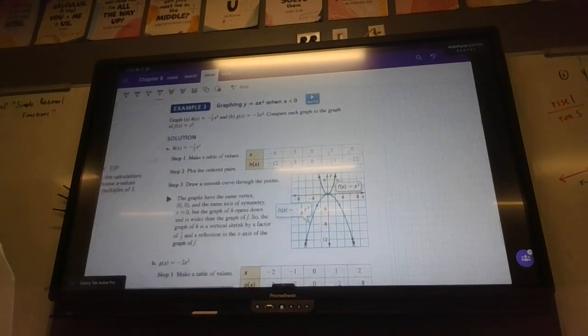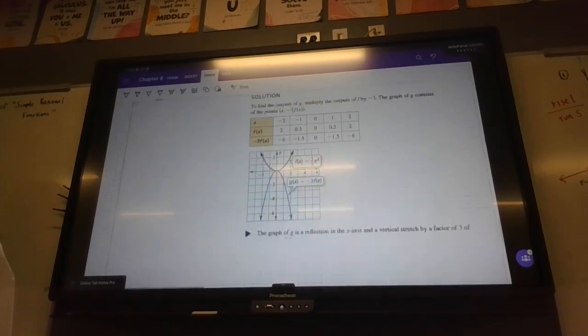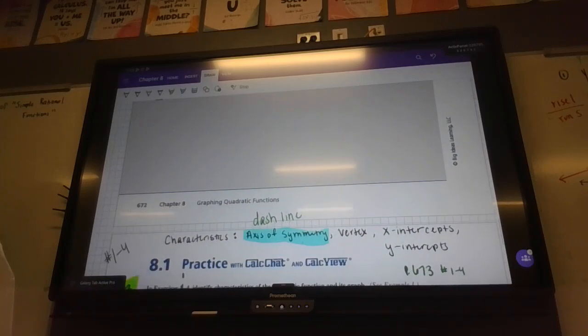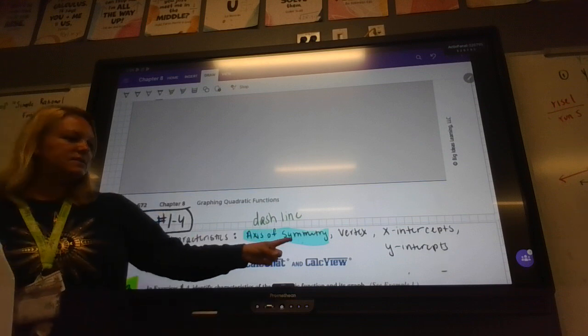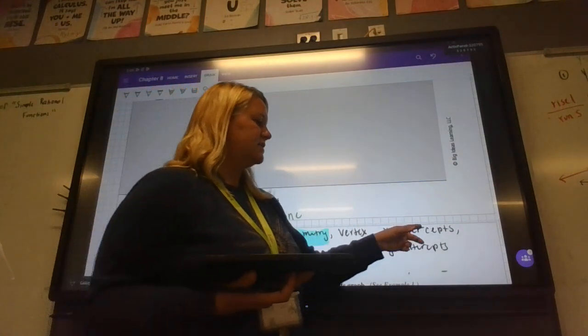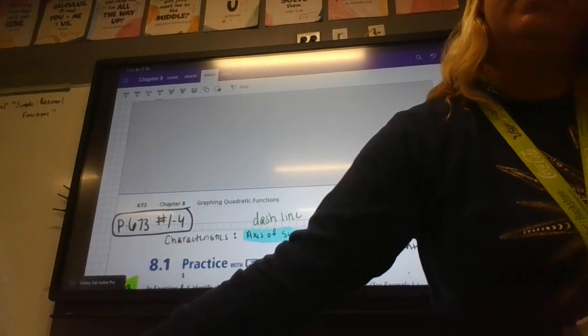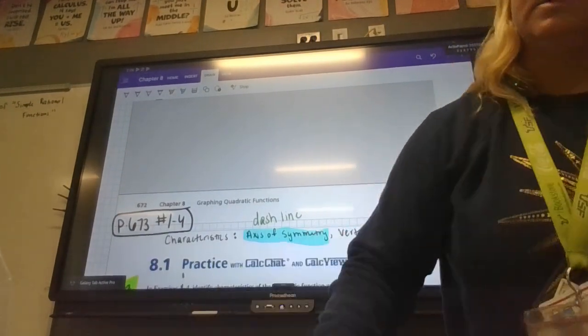Let's look at the assignment. Did I move too quick? Okay. All right, this is going to be available online in just a moment. This is what you wrote down at the Bellworks screen. It's page 673, number 1 through 4. The characteristics you're going to start with is the axis of symmetry, the vertex, the x-intercepts, and the y-intercepts. The graph is done for you. You're identifying the important parts.